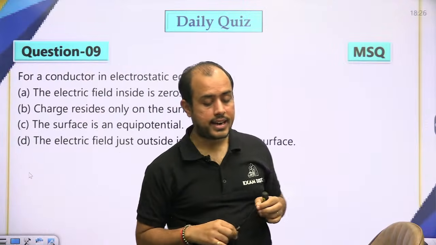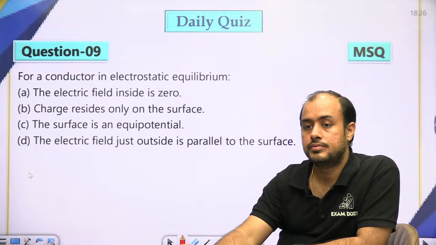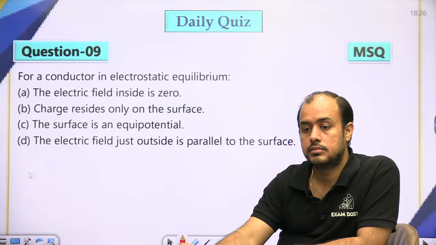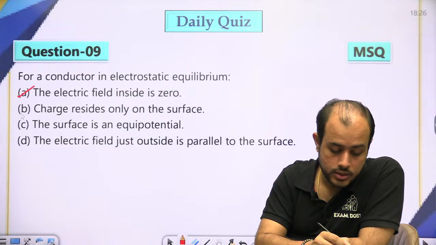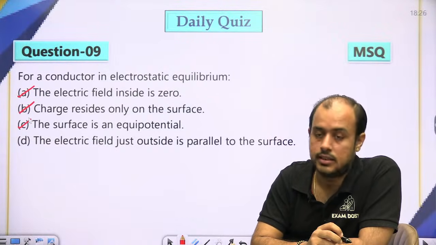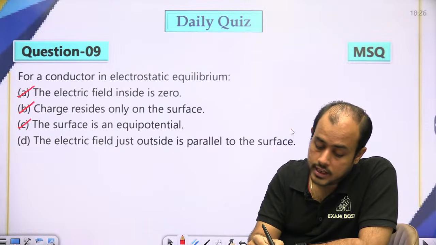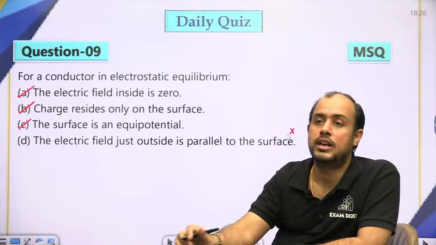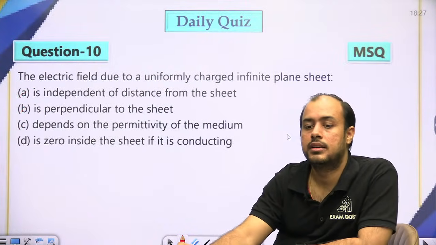For a conductor in electrostatic equilibrium, which points are correct? Electric field inside zero, charge is only on the surface. The surface is equipotential. That means potential is same at all points on the surface. Electric field just outside is perpendicular to surface. Normal to the surface value is sigma by epsilon.